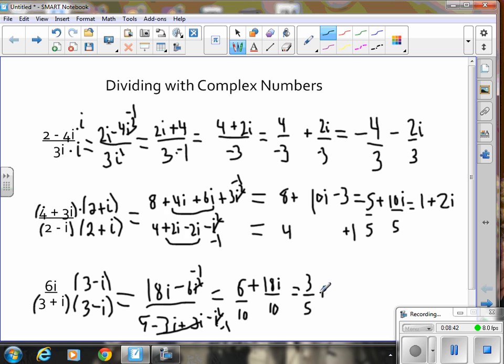18 over 10, let's see, I can divide both of those by 2, correct? So that'll leave me with 9/5 i, or 9i over 5. That i could go in the numerator out to the side. It cannot go in the denominator. And that is dividing complex numbers, dividing with complex numbers. Hope it helps.